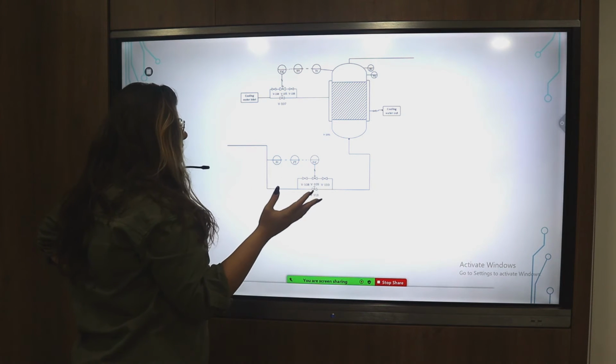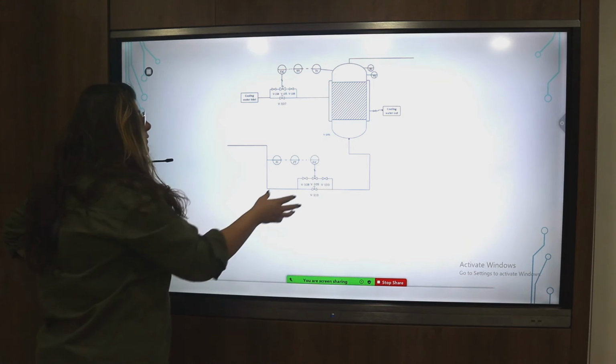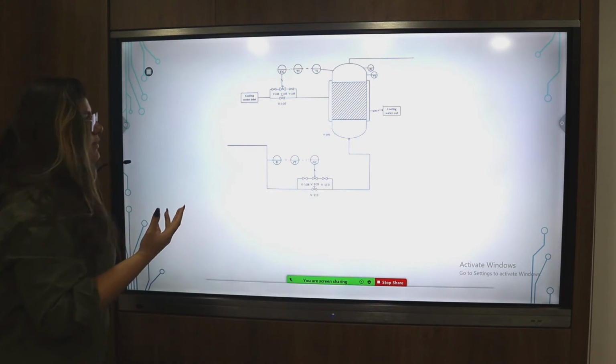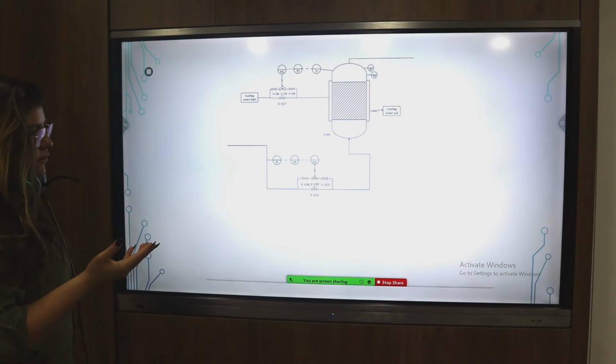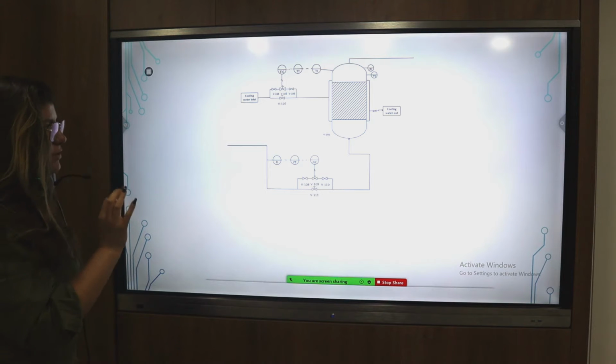One control loop isn't enough. So the second control loop is a flow control loop. Now, in a reactor, especially a reactor that contains catalyst, for example, the amount of flow entering or fed to the reactor must be at a certain value.